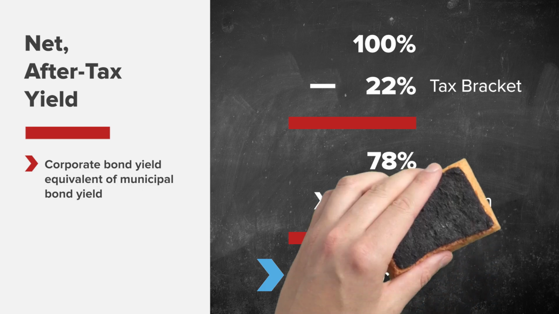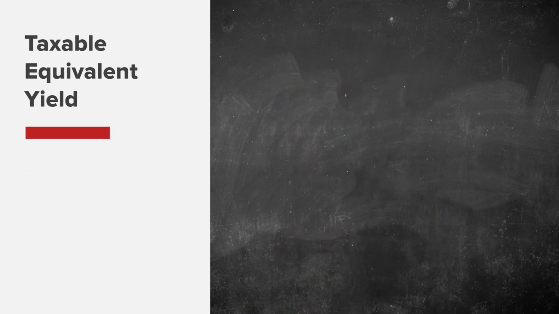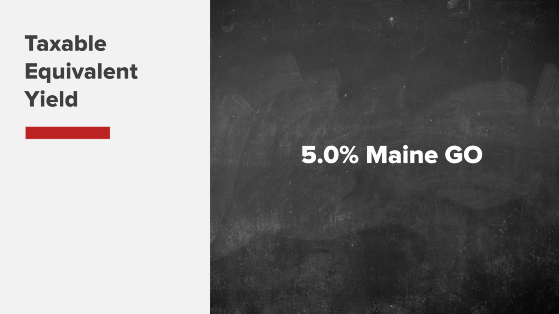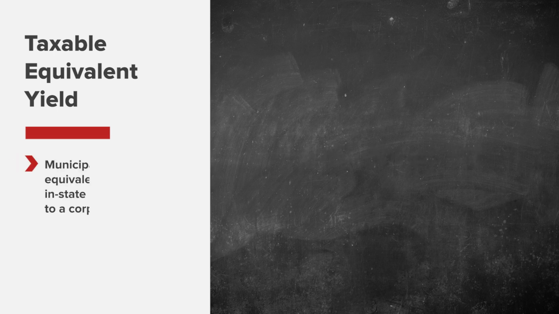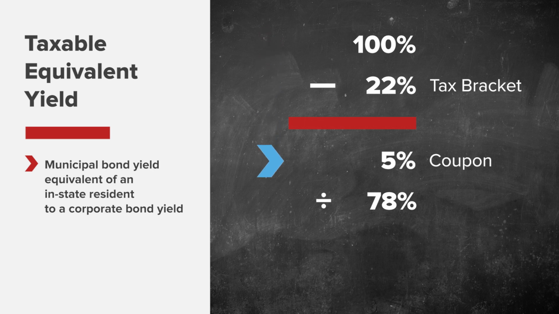Now let's flip the script and find the taxable equivalent yield of a municipal bond. Let's use for this example the 5% Maine GO again, and we'll use a slightly different formula. If a Maine resident in the 22% tax bracket buys the bond at par, there is no state tax applied since it is an in-state purchase. The 5% bond is divided by 78% to give the taxable equivalent yield.